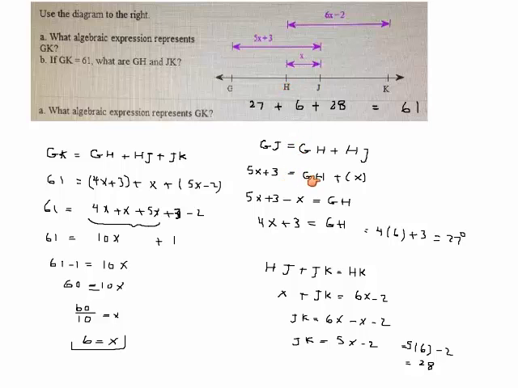GH, I don't know what it is. I'm just going to call it GH for now. But HJ is given to me as x. So I can solve for GH in terms of x. If I subtract x from both sides of the equation, I get 5x plus 3 minus x is equal to GH. So here you get 5x minus x would be 4x plus 3 is equal to GH. So here I have GH in terms of x.